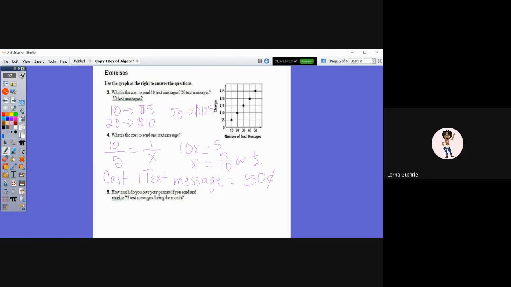How much do you owe your parents if you send 75 text messages? Well, since one is 50 cents, then 75 times 0.5 is going to give you $37.50.